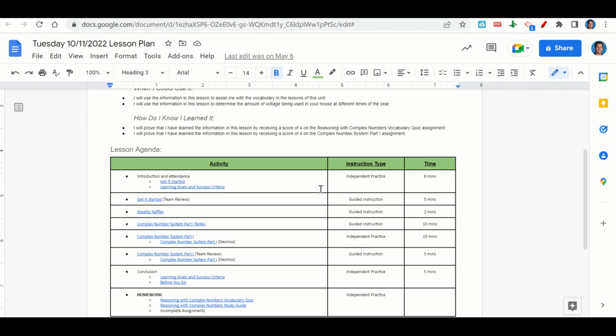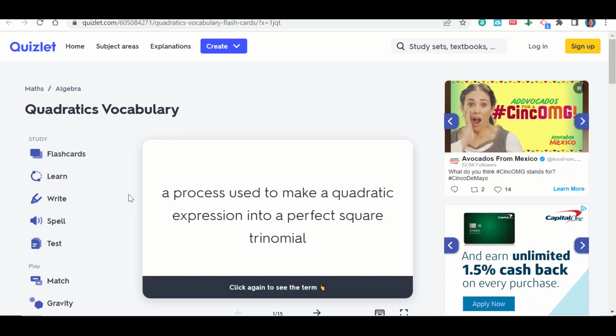At the end of class, we'll go back over our learning goals and success criteria while you fill out your Before You Go. Your homework for tonight is to begin looking at the Reasoning with Complex Numbers study guide, as well as complete the Reasoning with Complex Numbers vocabulary quiz and any incomplete assignments that you may have.